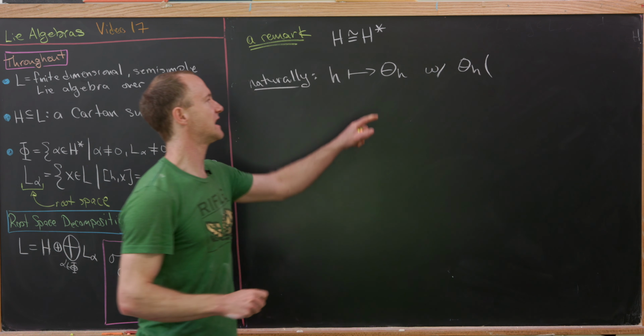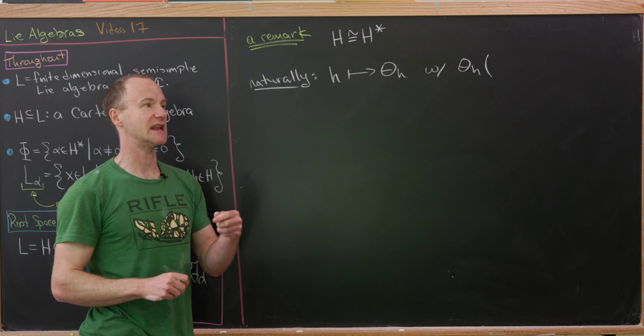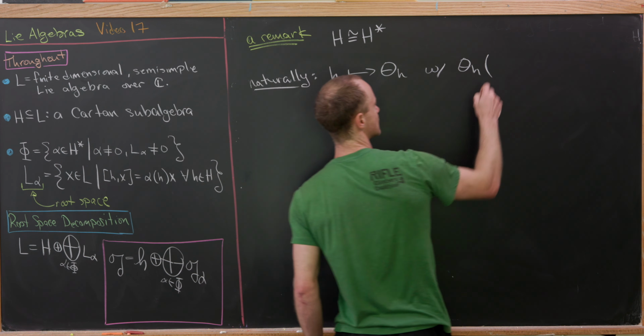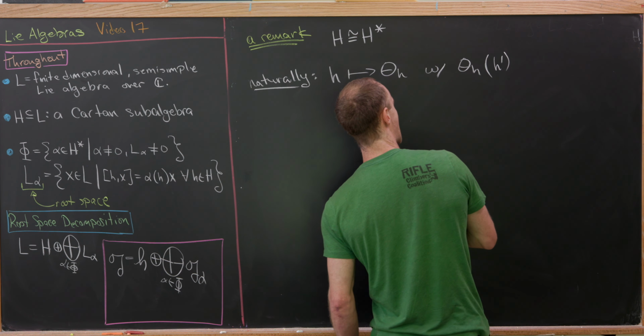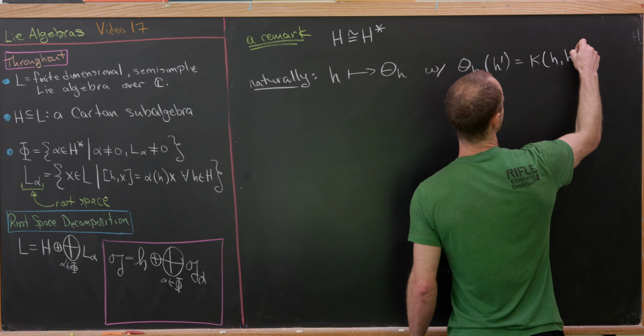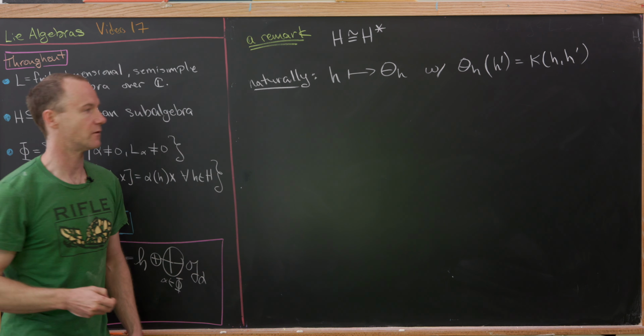Well, observe that theta sub H needs to be an element of H star, which means it needs to take an input from H and output a number. So let's take the input from H to be H prime, and the output will be kappa of H comma H prime. So it's defined via this killing form.